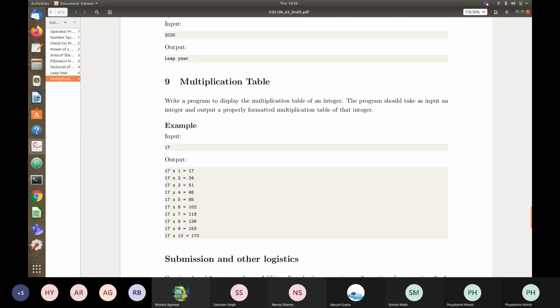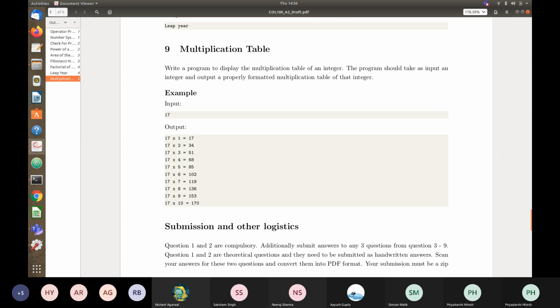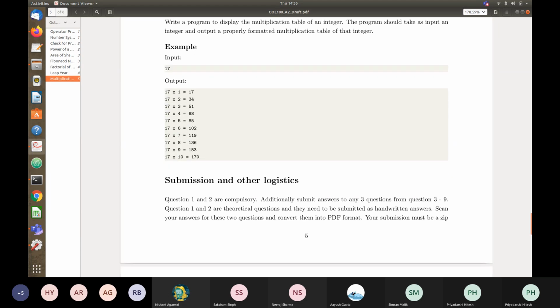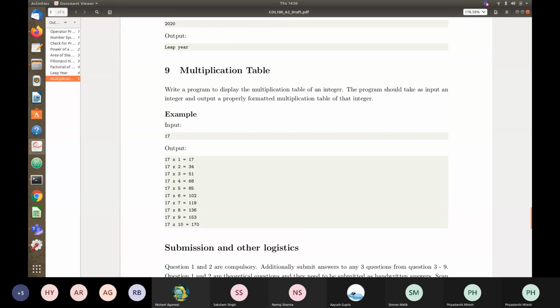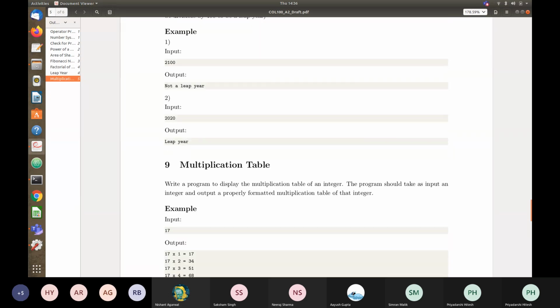Now this multiplication table. So it's again a loop question. You have to take a loop from 1 to 10 and just keep multiplying the given number by 1, then 2, then 3, till 10. So I think you'll be able to do it. Does anyone have any doubt regarding this assignment?